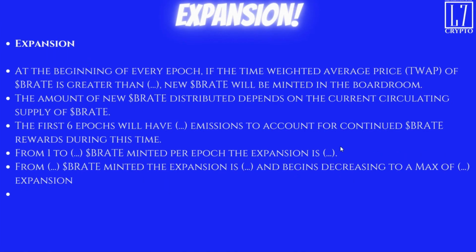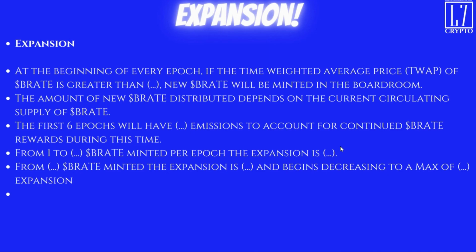The expansion. At the beginning of each epoch, if the time-weighted average price, the TWAP, of B rate is greater than the expansion threshold, I guess there's no other way to say it, the new B rate will be minted in the boardroom. The amount of the new B rate distributed depends on the current circulating supply of B rate.